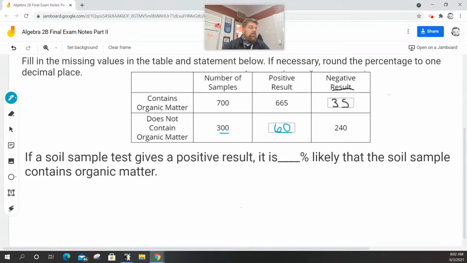Okay. So then it says if the soil sample gives a positive result, it is blank percent likely to have organic matter. So what they're really asking is positive results that contain organic matter.